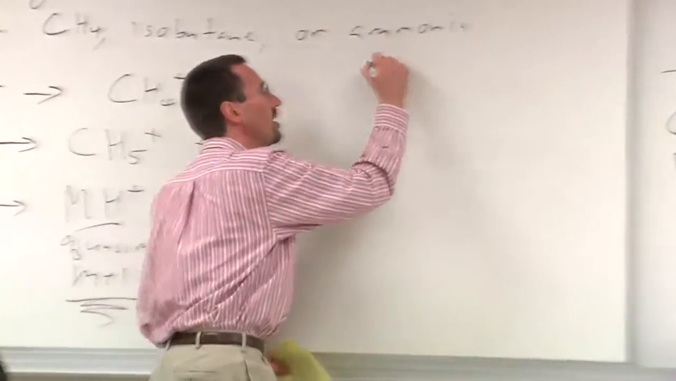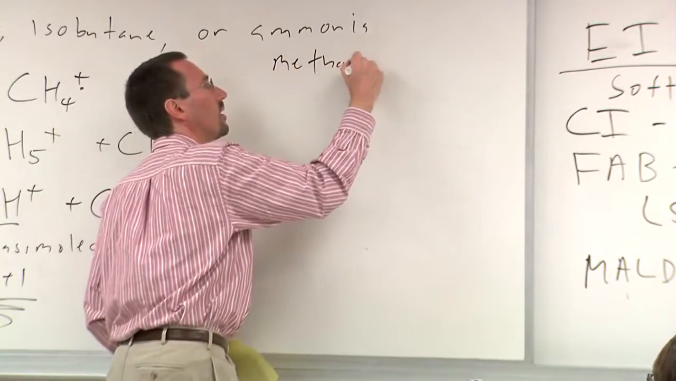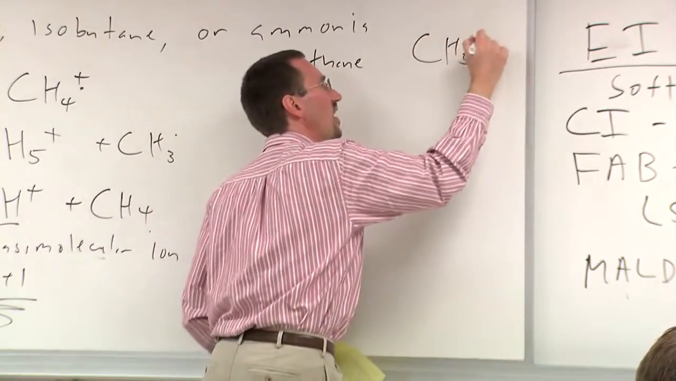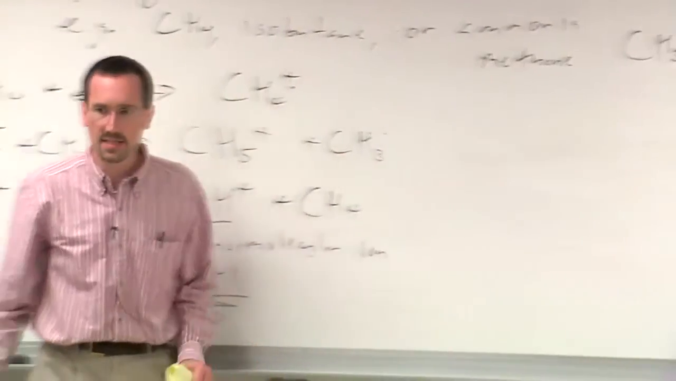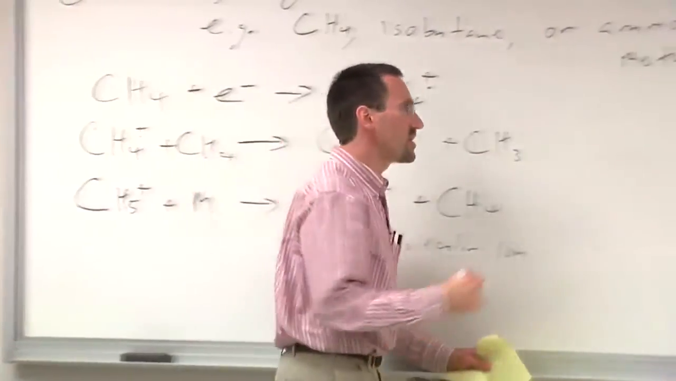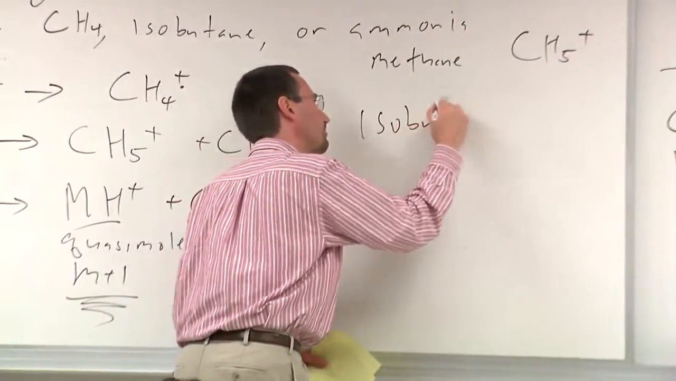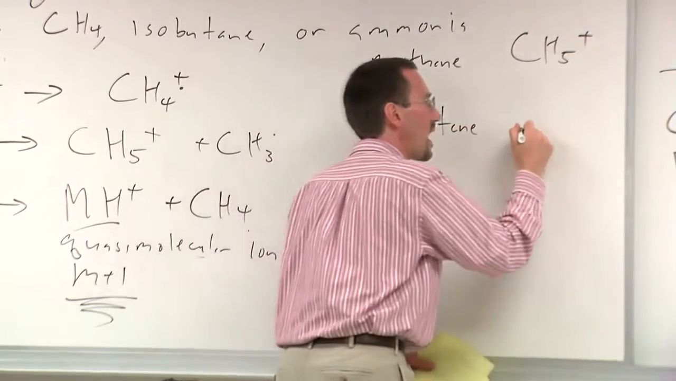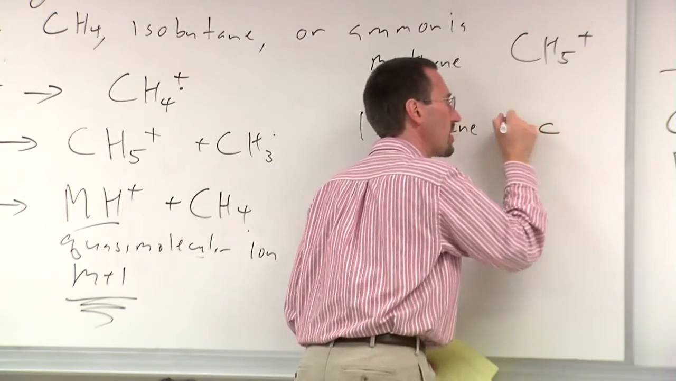So methane gives rise to the CH5+ as your reagent acid. Isobutane gives rise to a tert-butyl carbocation.